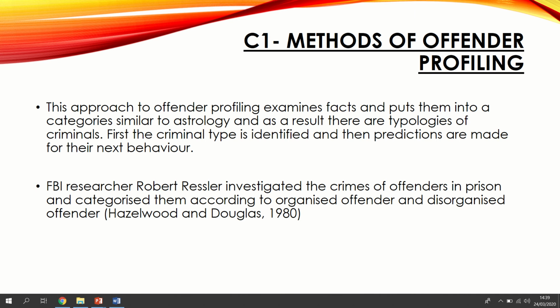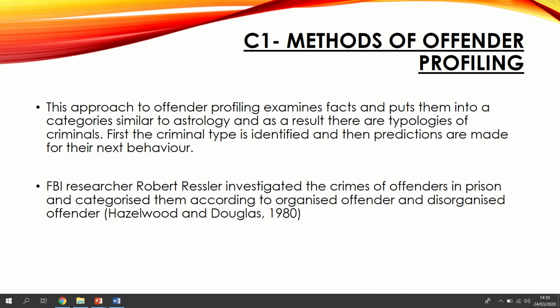We're going to go through the one that the FBI in the USA uses first, and this is the top-down process. This approach to offender profiling basically examines facts and puts them into categories, similar to astrology. As a result, there are typologies of criminals. Typologies basically means different types of criminals. First, the criminal type, or the criminal typology, is identified, and then predictions are made for their next behaviour.